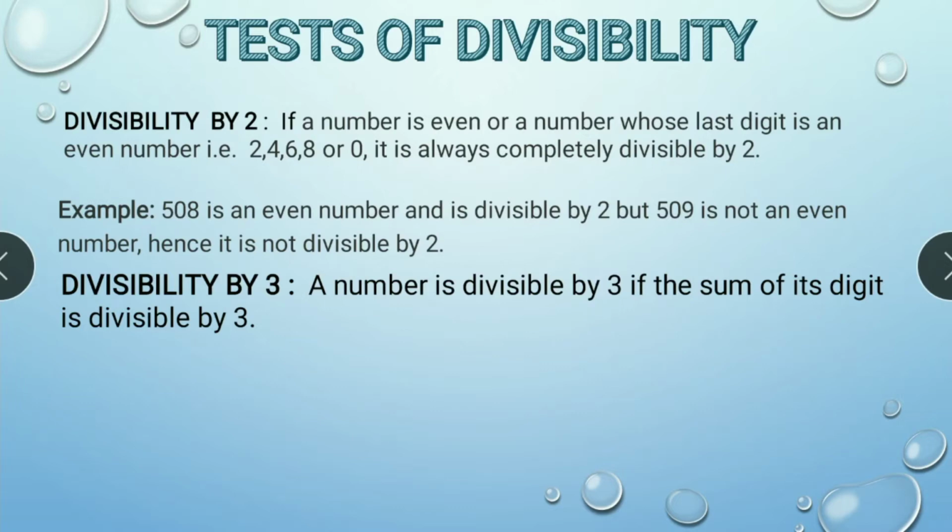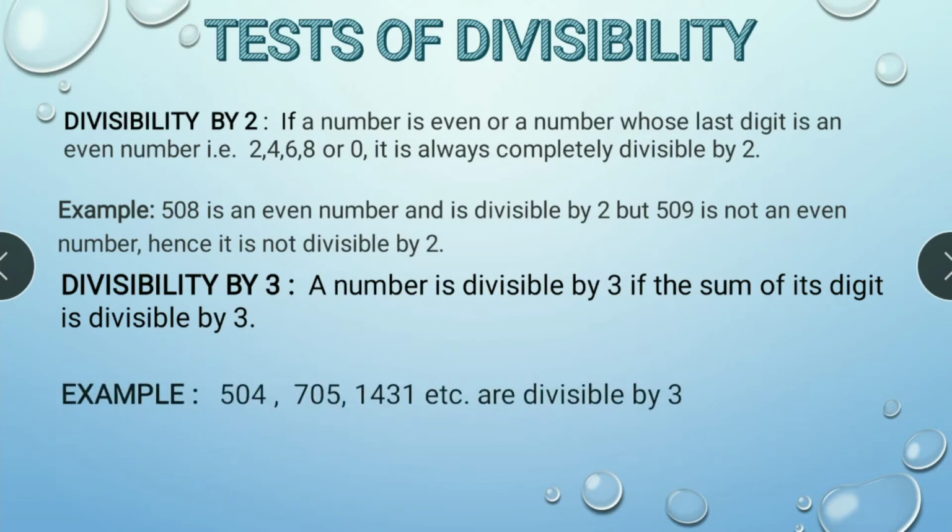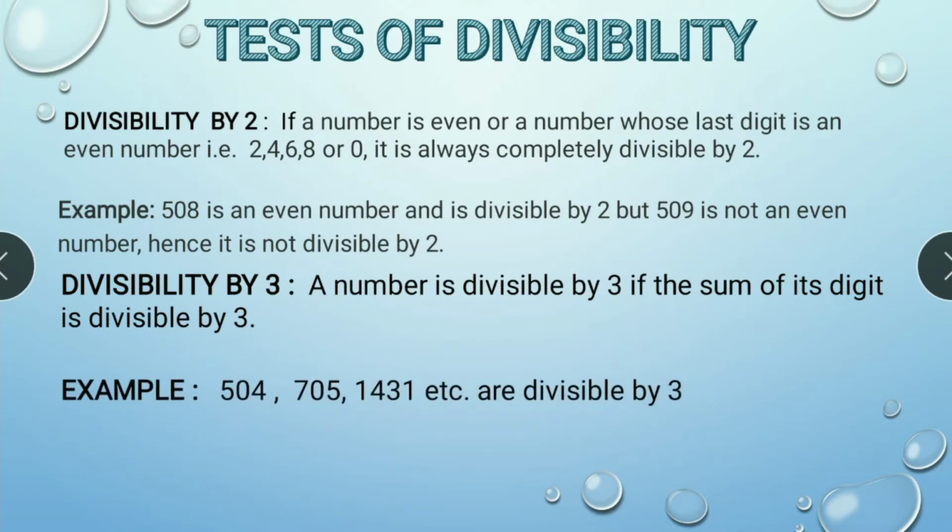So let's see divisibility by 3. A number is divisible by 3 if the sum of its digit is divisible by 3. If you want to know whether the number is divisible by 3 or not, you have to find the sum of the digits of that given number. See, here we have 504, 705, 1431, etc. These are divisible by 3.